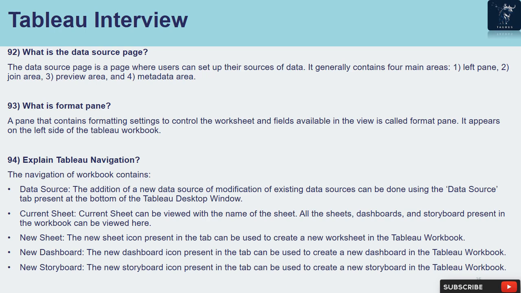94. Explain Tableau navigation. The navigation of workbook contains data source. The addition of a new data source or modification of existing data sources can be done using the Data Source tab present at the bottom of the Tableau desktop window. Current sheet. Current sheet can be viewed with the name of the sheet. All the sheets, dashboards, and storyboard present in the workbook can be viewed here.